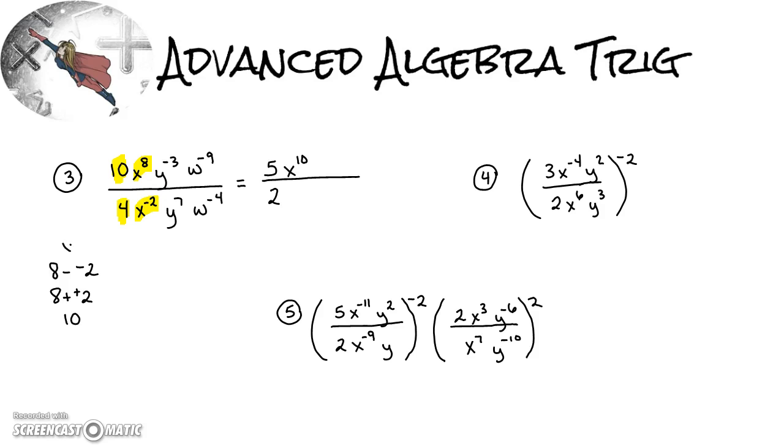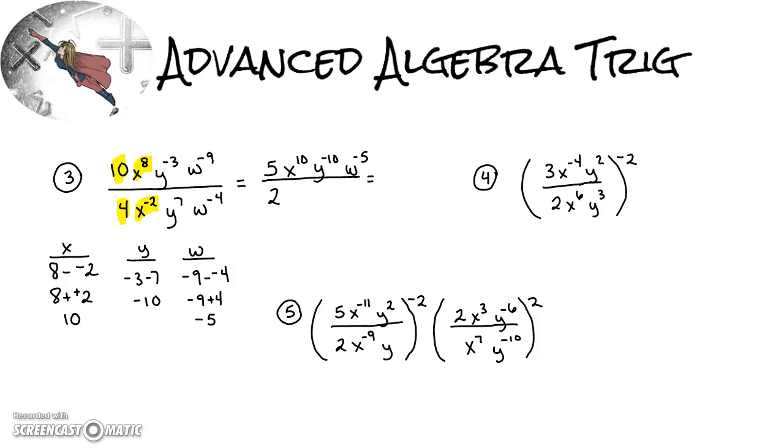Then here, this is for the x's. I'll kind of make a little table. And then for the y's, it's -3 minus 7, and that is -10. Now don't worry about the negative, just stick it automatically in the top. Y to the -10. And then let's make a little chart for the w. -9 minus -4 is -9 plus 4, which is -5. And again, don't worry about the negative, just stick it up there. W to the -5.